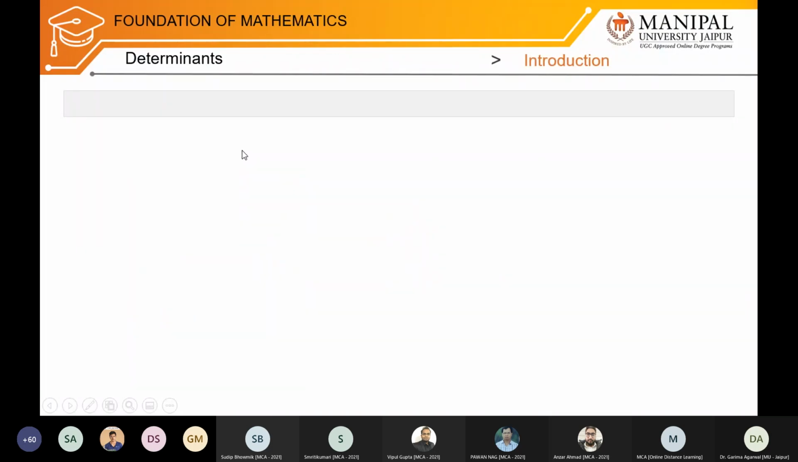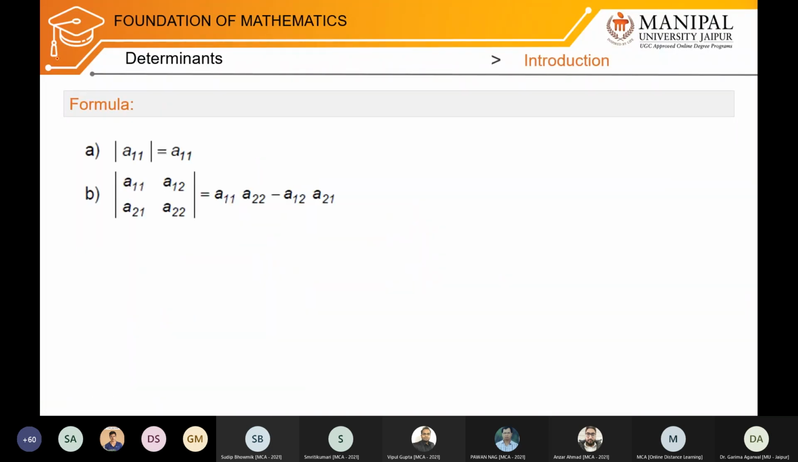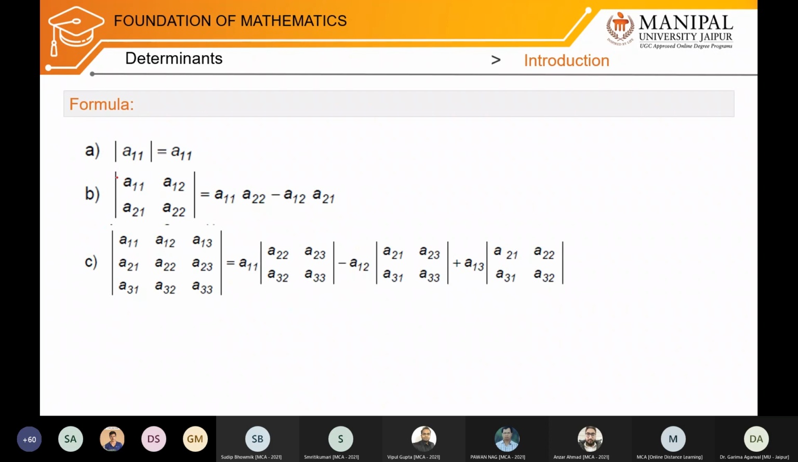So I'll start with this slide again. How can we find the determinant for any matrix? Let's say we have a matrix of order 1 cross 1. Then the determinant of the element is the element itself. If we have a matrix of order 2 cross 2, with 2 rows and 2 columns, then the determinant is A11 times A22 minus A21 times A12, right?